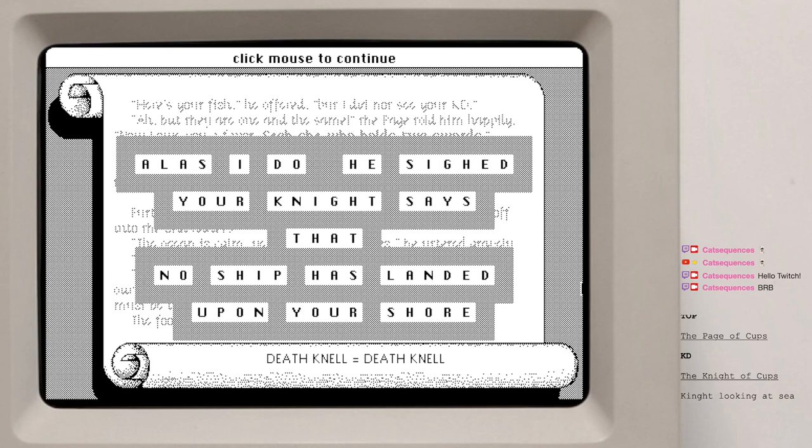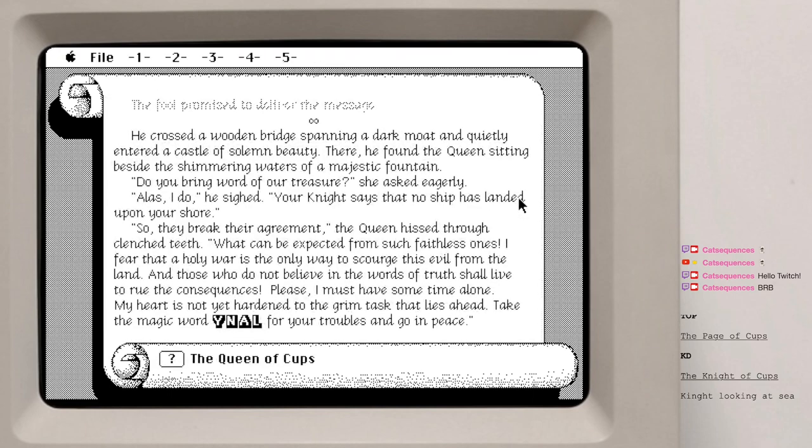Okay, alas I do, he sighed. Your knight says that no ship has landed upon your shore. Alas I do? Could that be words we need to type in somewhere? I don't think it is. The combination's right. There we go. Okay. Well, let's leave it there.